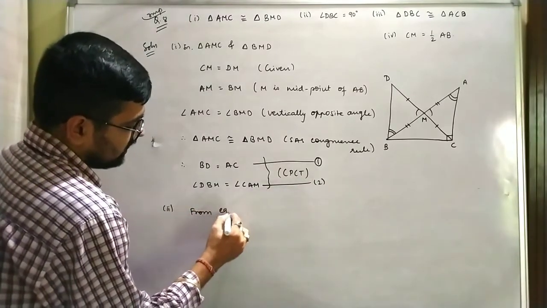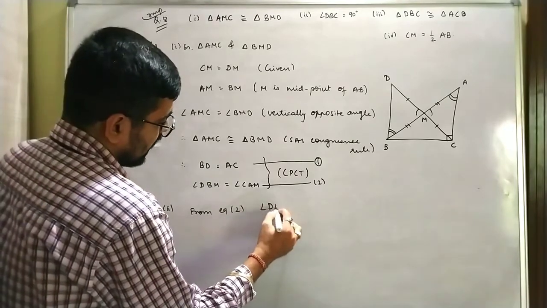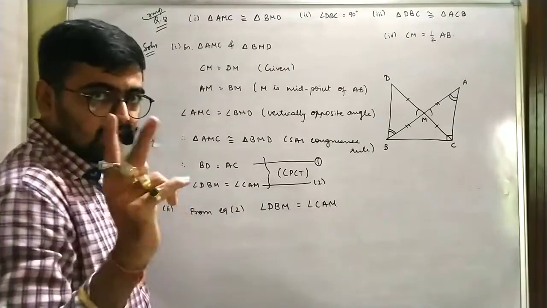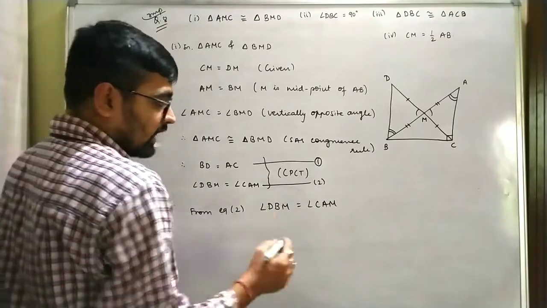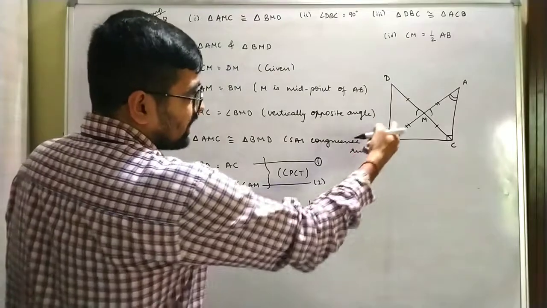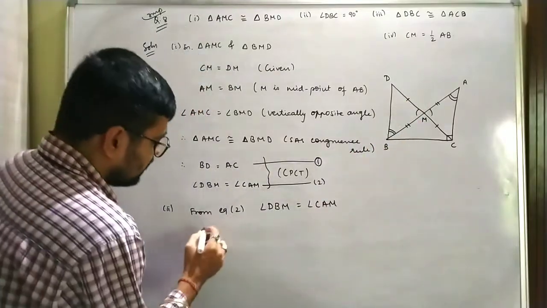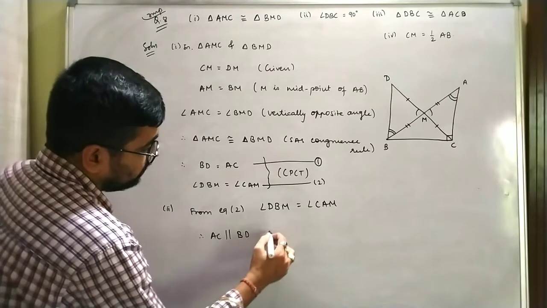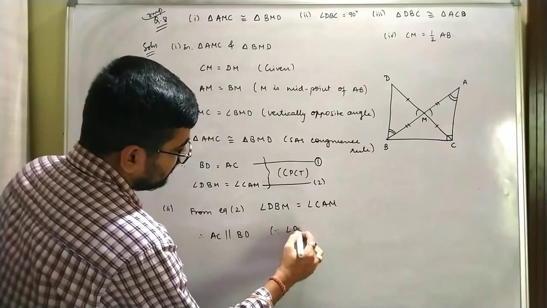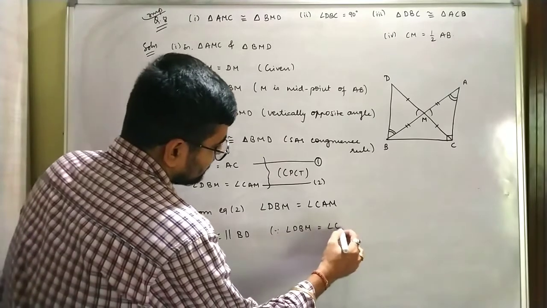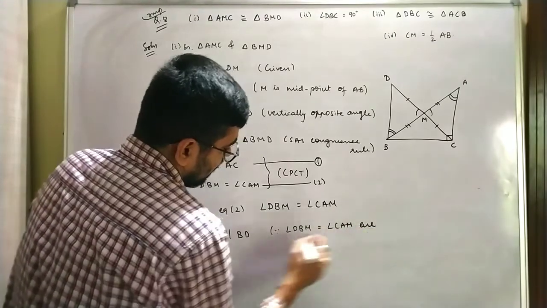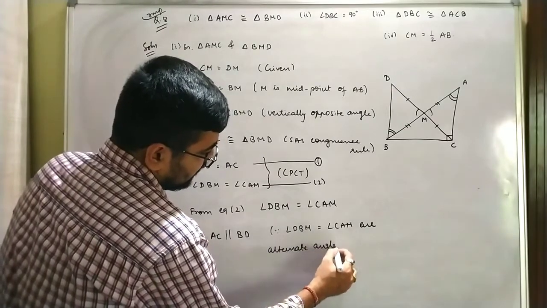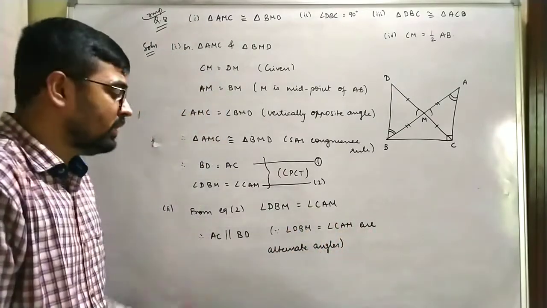So from equation number 2, angle DBM equals angle CAM. If these two angles are equal, and if you look very carefully, these two are alternate angles. Therefore I can easily say that AC is parallel to BD, because DBM and CAM are alternate angles and they are equal. So definitely this is going to be parallel.